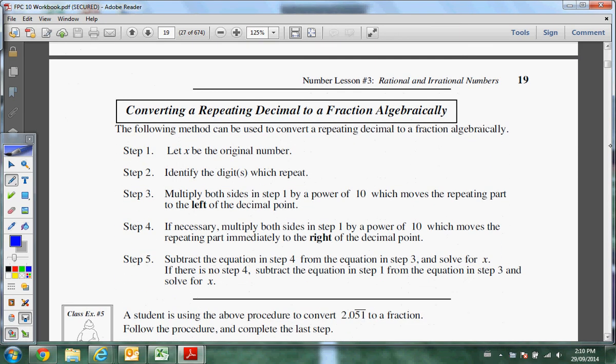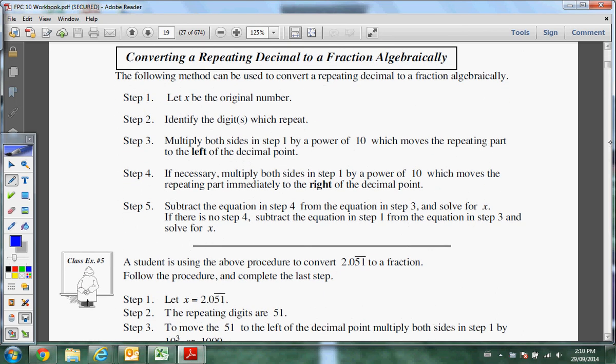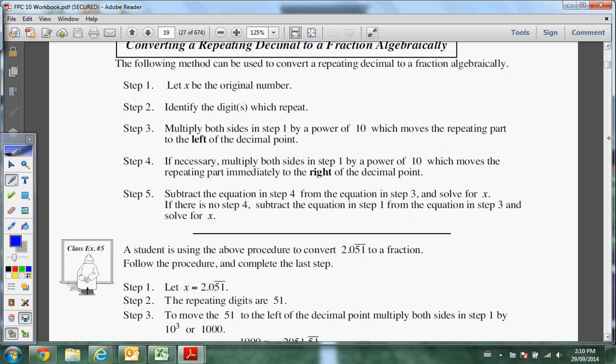Okay, so converting repeating decimals to a fraction algebraically. I think this is somewhat interesting. We do this in calculus actually, but. All right, so step 1, let x be the original number.